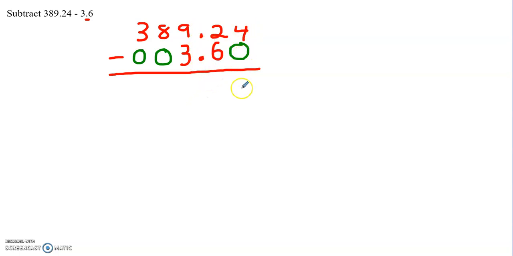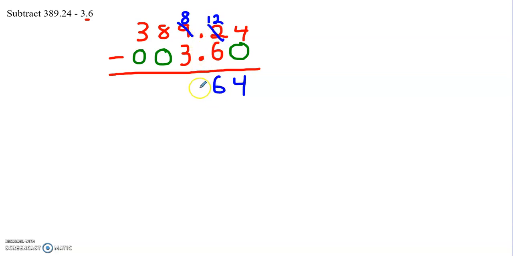So 4 minus 0 is 4. Now I've got 2 minus 6, but if I only have 2, I can't give you 6. So I need to reborrow. I need to take one of my ones. If I take one away, I'm left with 8, and I move it over here. There are 10 tenths in 1, so this 2 now becomes a 12. 12 minus 6 is 6.